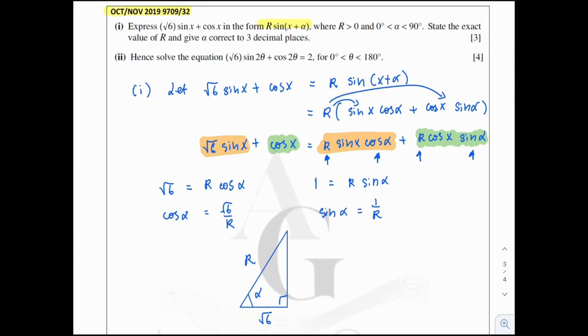So 1 should be placed at the opposite side. Okay, this is our right angle triangle's ratio. According to this, we can find out the r by using Pythagoras theorem, which is the square root of 6 squared plus 1 squared, and hence you get square root 7, an exact value.